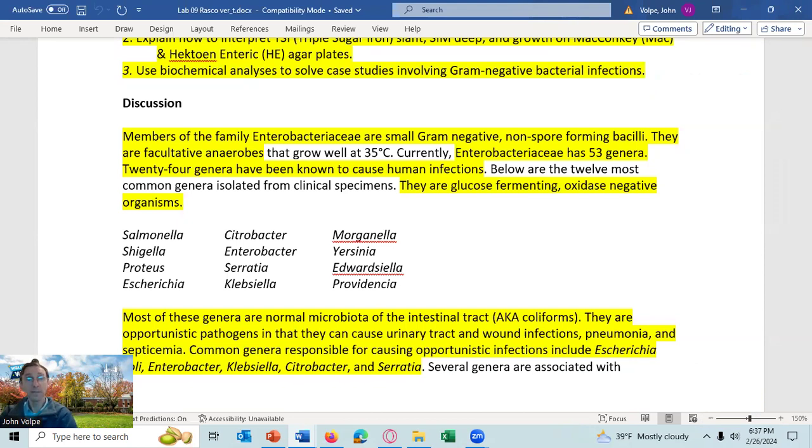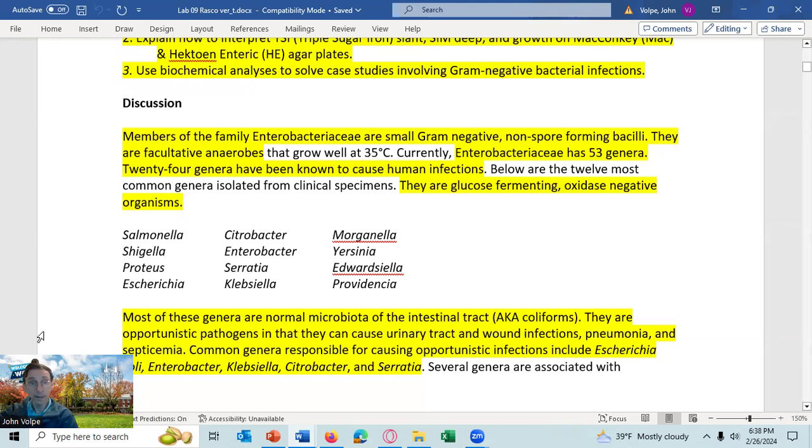All right, members of the family Enterobacteriaceae are all small gram-negative, non-spore forming bacilli. This is one of the largest families of bacteria. They are all facultative anaerobes. They have 53 genera in this family. 24 of these genera have been known to cause human infections. The members of this family are all glucose fermenting, oxidase negative organisms.